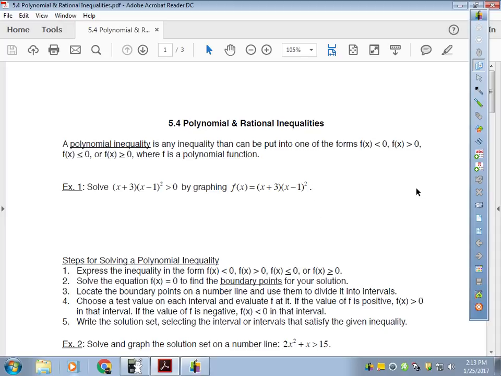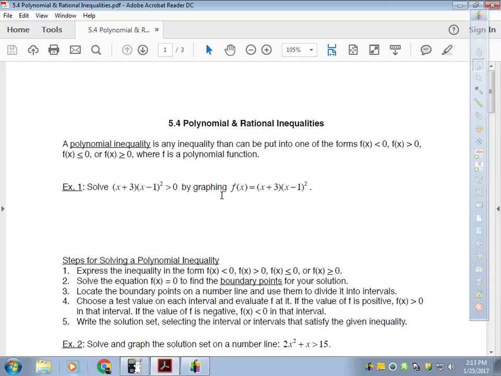Alright, so this is section 5.4, which deals with polynomial and rational inequalities. Basically, a polynomial inequality is any inequality with a polynomial in it that you can write in the form f of x less than 0, f of x greater than 0, f of x less than or equal to 0, or f of x greater than or equal to 0, as long as f of x is a polynomial function.